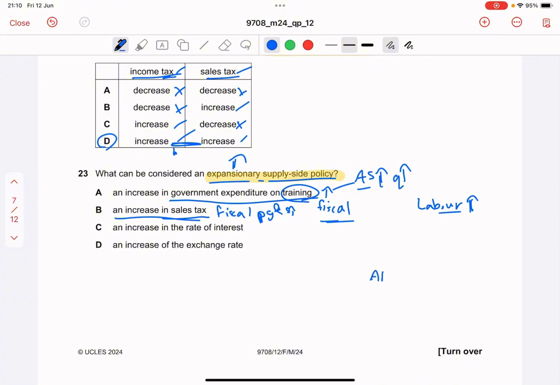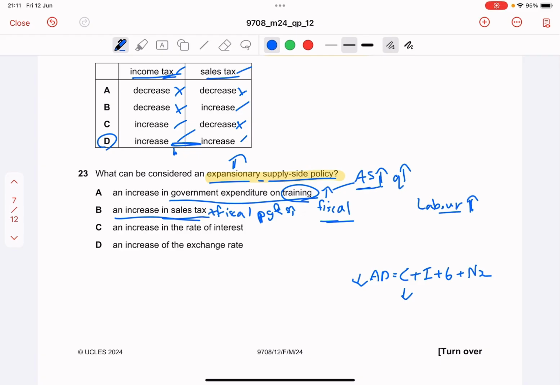So part of the aggregate demand thing, right? Consumption plus investment plus government spending plus net exports. Consumption is likely to decrease, so aggregate demand is likely to decrease. So that is a contractionary fiscal policy. And does that really relate to aggregate supply at all? Nope, so that can't be it.